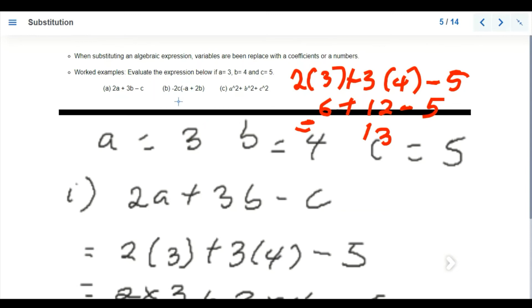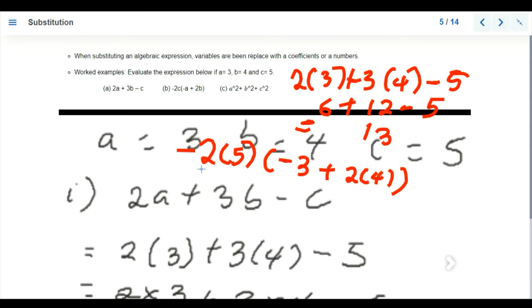Now let's look at the second one. Minus 2c into bracket minus a plus 2b. So we have to replace it with what? Minus 2. C is what? 5. So we replace it with 5. A is what? Minus a is minus 3. So we are replacing this with what? Minus 3 plus 2 into bracket 4.